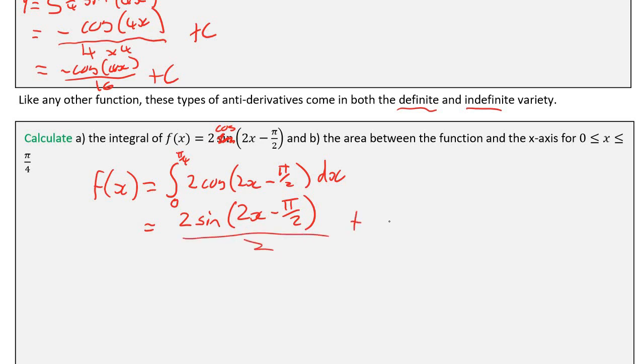Divided by 2. Plus c. And now, because I have those bounds on it, I will show you how to do it. We keep it in a set of brackets, and we write our bounds over on the right-hand side now. What those ones on the right-hand side mean is we're basically just going to sub them into our rule and then solve it. So what we do is we sub in our upper bound, and we sub in our lower bound, and we take those 2 answers away from each other.